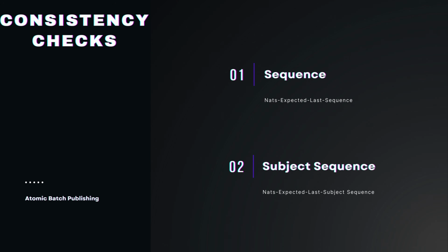There are optional consistency checks that you can use for optimistic locking. The NATS expected last sequence header says, only commit this batch if the stream's last sequence is this number. If someone else published while you were building your batch, the sequence moved, your batch fails, and you retry with fresh data. This header is only allowed on the first message of a batch. Similarly, NATS expected last subject sequence does the same thing, but scoped to a specific subject.